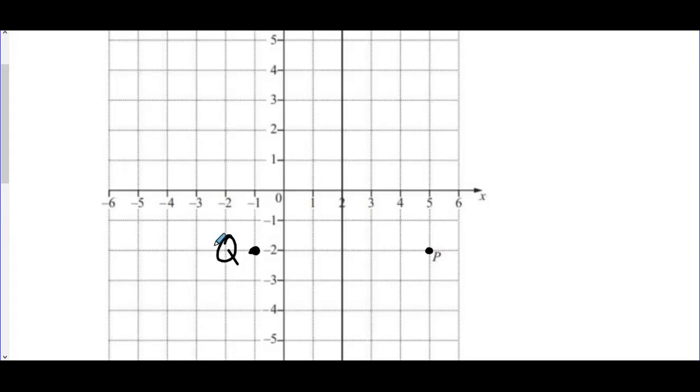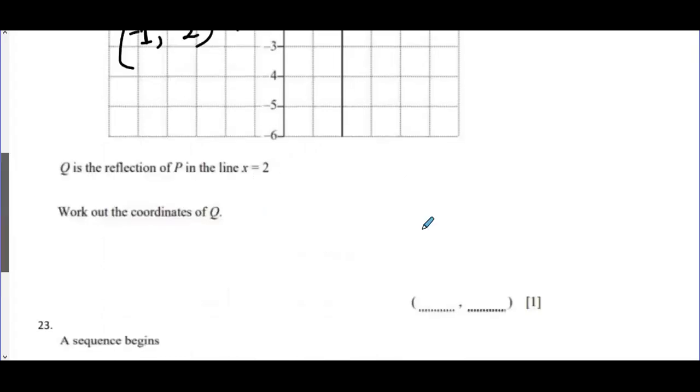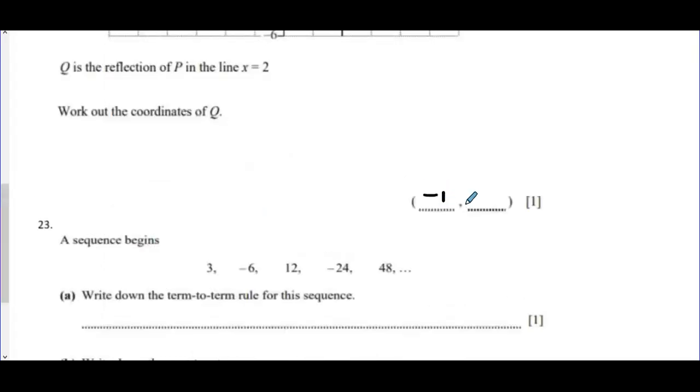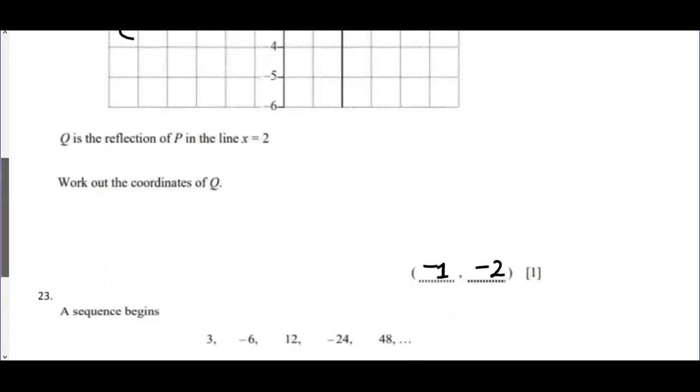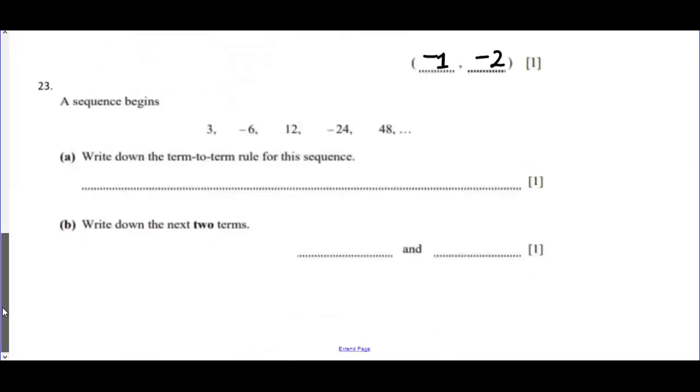Now, what are the coordinates of Q? We start reading from the x-axis, so that is -1, comma, this is -2. So the coordinates of Q will be (-1, -2). I hope that is clear. If there's any problem, please come back to me. I will not hesitate to help, okay?